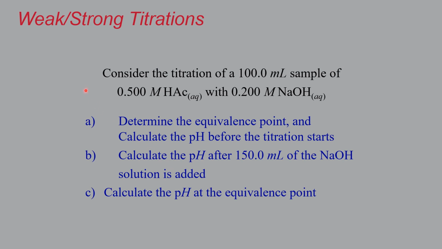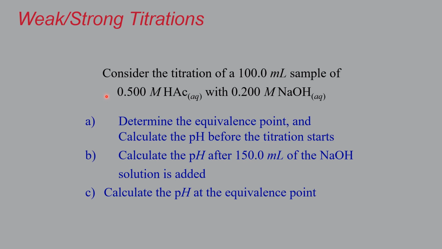So here's our setup. We're just going to work through an example. I'm going to use the ubiquitous vinegar as an example. We have 100 milliliters of it, and it is half molar. And we're going to titrate it with 0.2 molar sodium hydroxide. We're going to do a couple of things. We're going to determine the pH at the beginning before we actually start to titrate. We're going to calculate the pH at some intermediate point. And we're going to calculate the pH at the equivalence point.